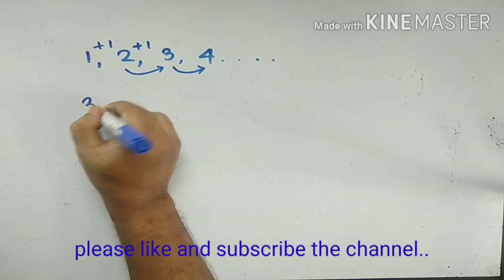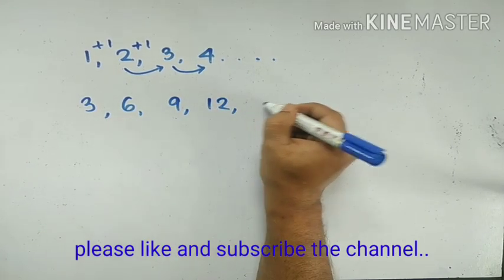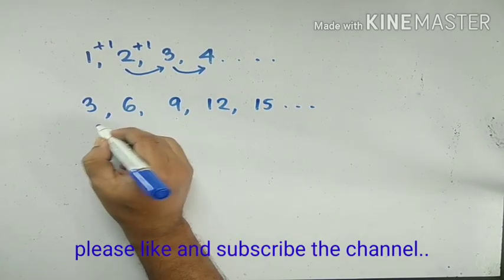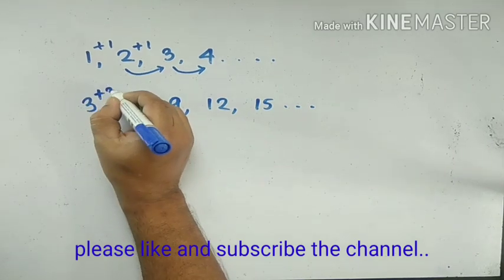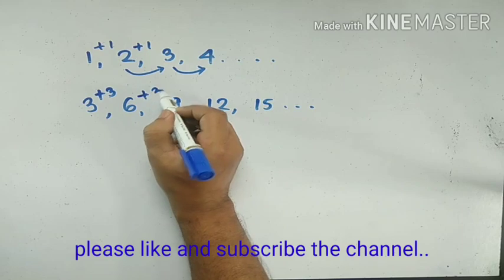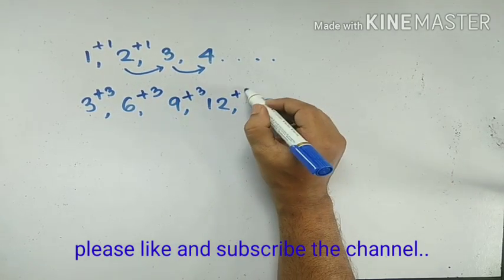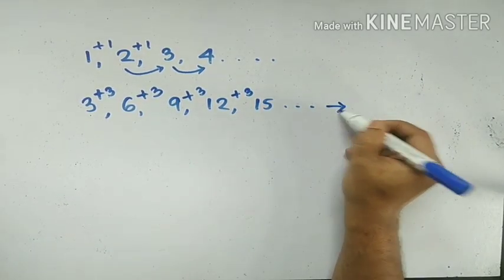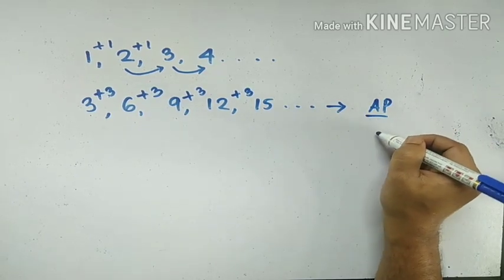Suppose 3, 6, 9, 12, 15. These are the numbers. When we add a constant number, which is 3 here, we get the next number. 3 plus 3 is 6, 6 plus 3 is 9, 9 plus 3 is 12, 12 plus 3 equals 15. These types of numbers are called AP, or arithmetic progression.